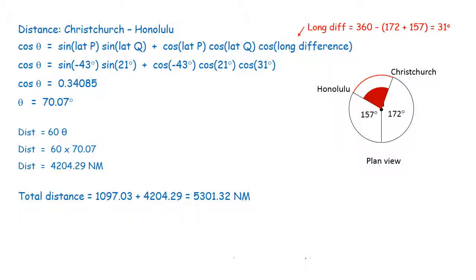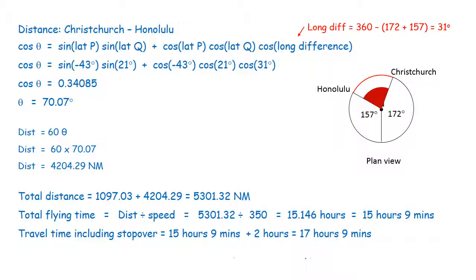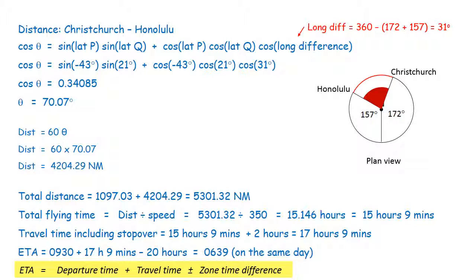Find the total time spent flying by dividing the distance by the speed of the plane. Then add 2 extra hours to allow for the stopover. To find the estimated time of arrival, start with the departure time, add the travel time, and then, in this case, subtract the time zone difference because Honolulu is 20 hours behind. The plane will arrive at 6:39 a.m. on the same day. Notice how this answer somewhat curiously demonstrates how it's possible to arrive at a time even before you depart.